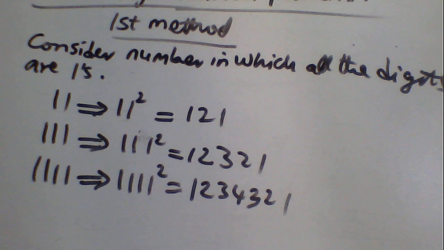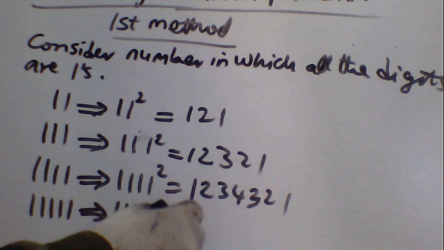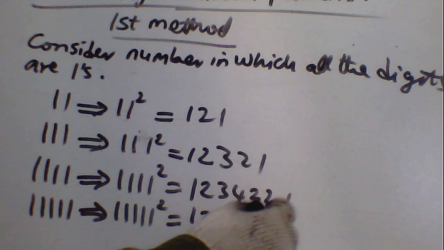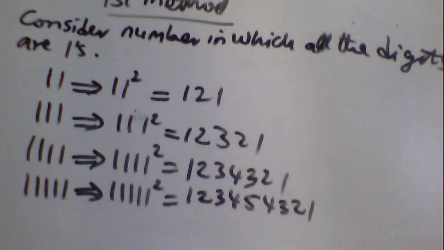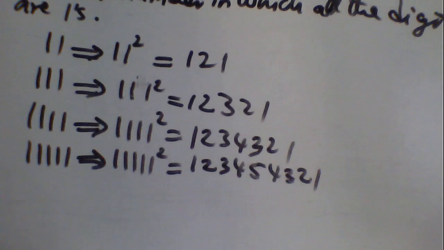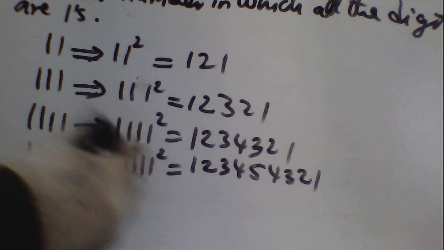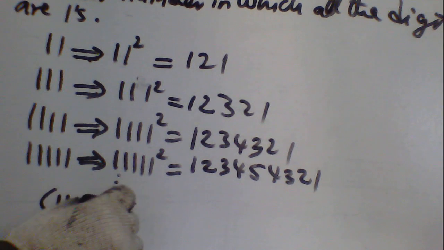You see the pattern is forming. 11111 squared will give us 123454321. So this pattern will continue. It will continue in this form, there is no limit on this type. You get another number 1111 until you come to n.